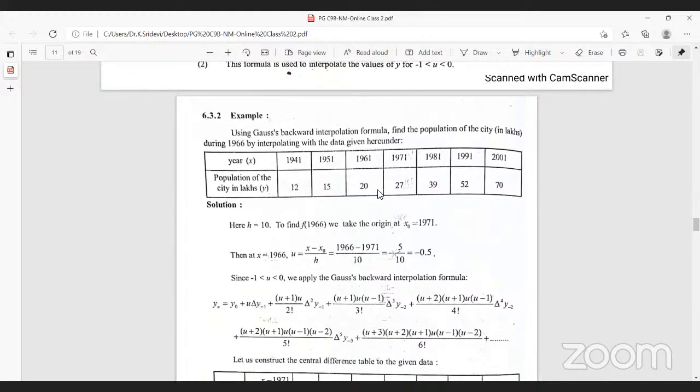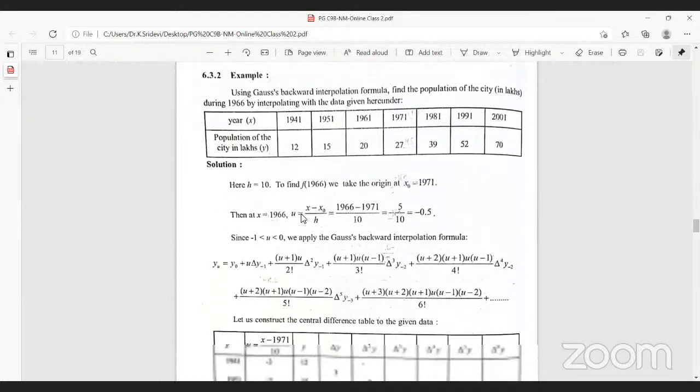X values are like this, Y values are like this. X values are the years 1941, 1951, 1961, 1971, 1981, 1991 and 2001. What is the difference between two consecutive values? 10. The interval of differencing here is 10. Now the Y values are the population of the city in lakhs. In this year, 12 lakhs. In this year, 15 lakhs. In this year, 20 lakhs, like that. So anyway, these are the Y values, the population of the city in the respective years.